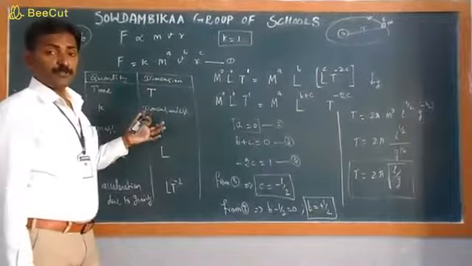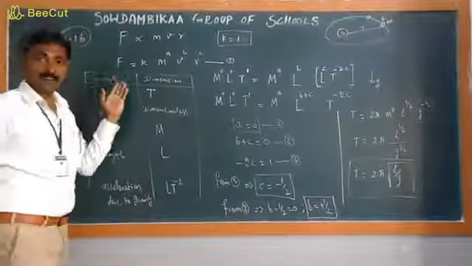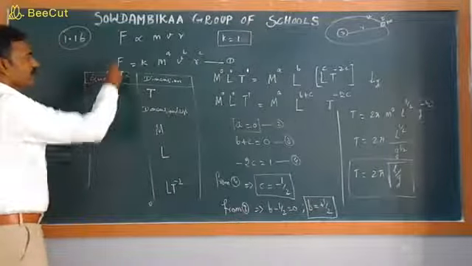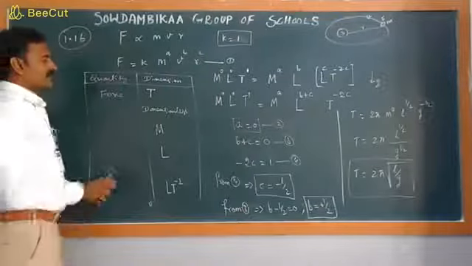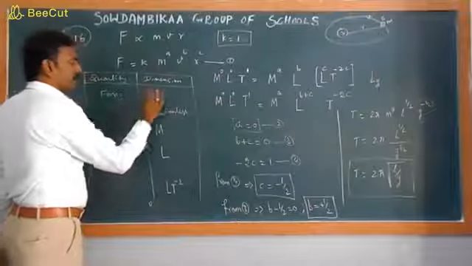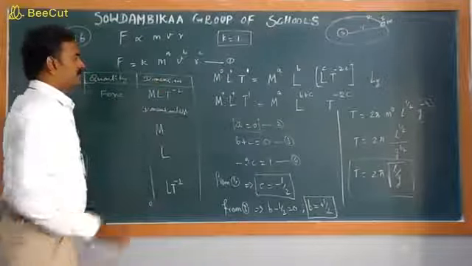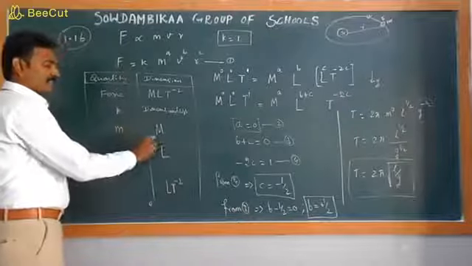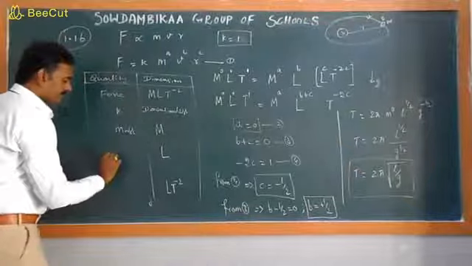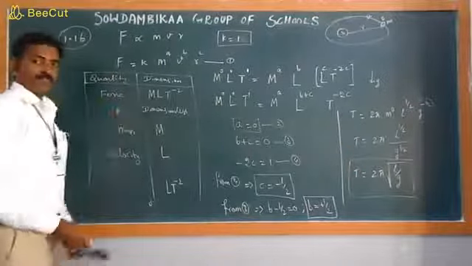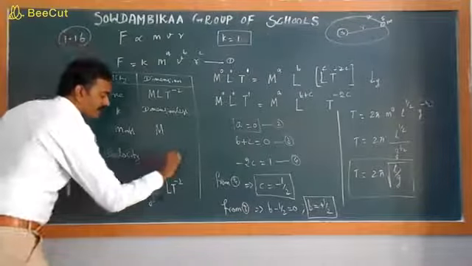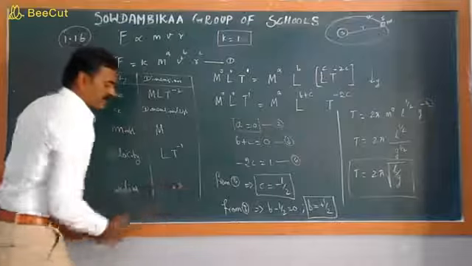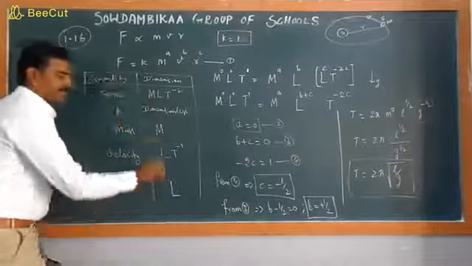Another way we are going to do is to simply substitute the dimensional formula for the given physical quantities. Here the quantities are: force, whose dimensional formula is M L T power minus 2. Then k is dimensionless. The dimension for mass is capital M. The dimension for velocity is L T inverse. The dimension for the radius is L, because it is a fundamental unit for length. So radius is L.